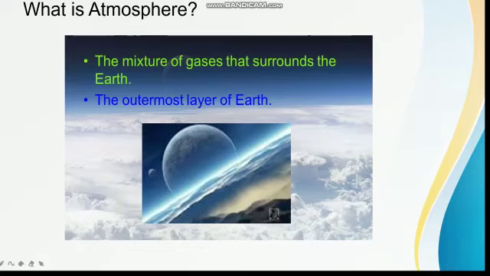Now, let's learn more about air. Air is all around us. It is a mixture of several gases. Air also contains water vapor and dust. Our earth is surrounded by a blanket of air called the atmosphere.